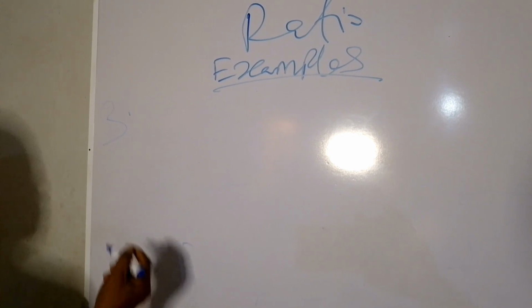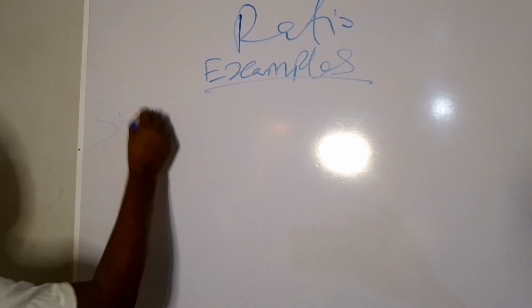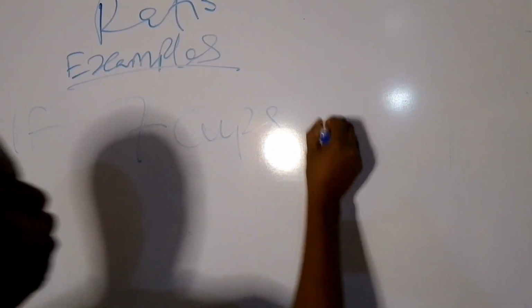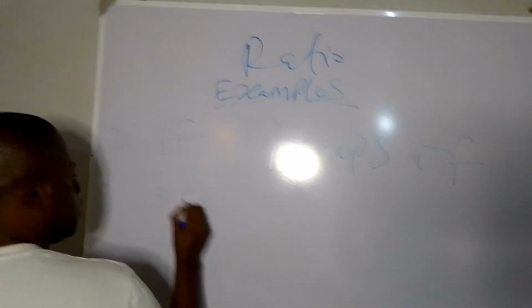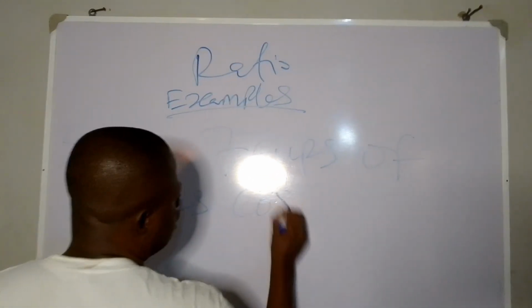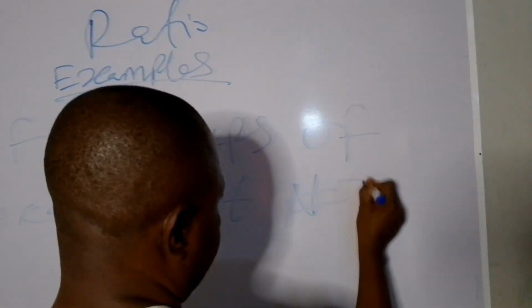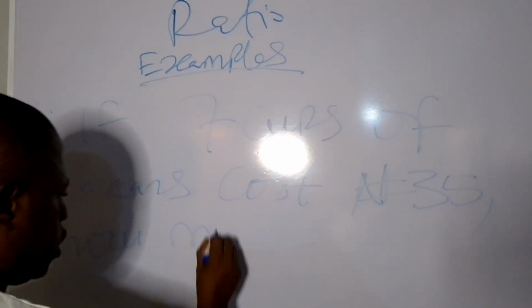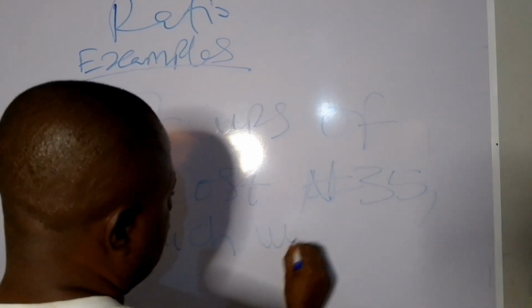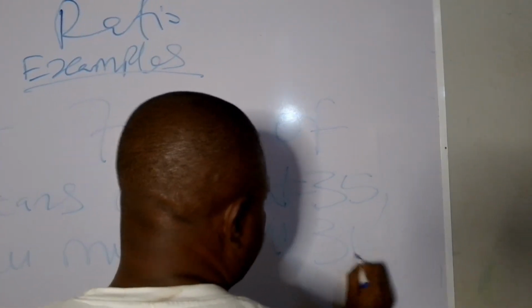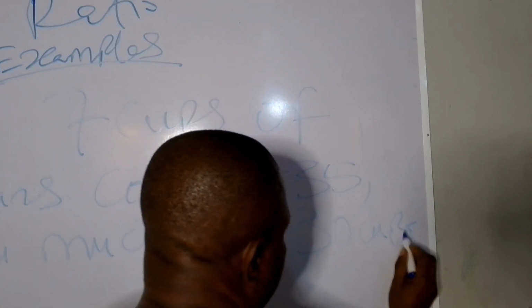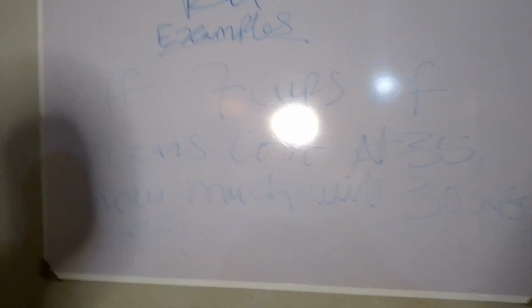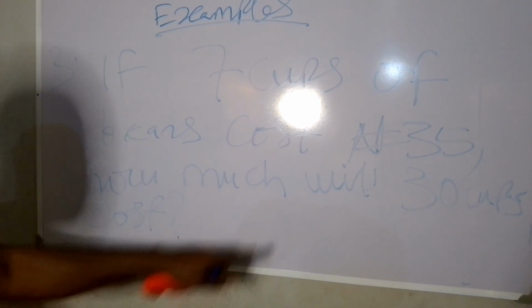Example 3. If 7 cups of beans cost 35 naira, how much will 30 cups cost? If 7 cups of beans cost 35 naira, how much will 30 cups cost?